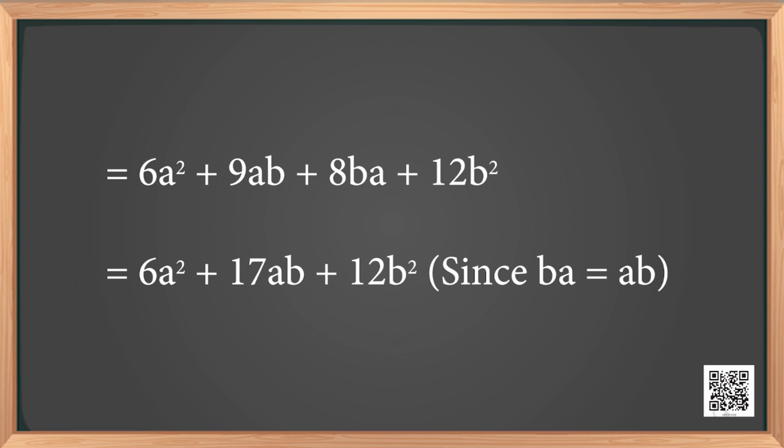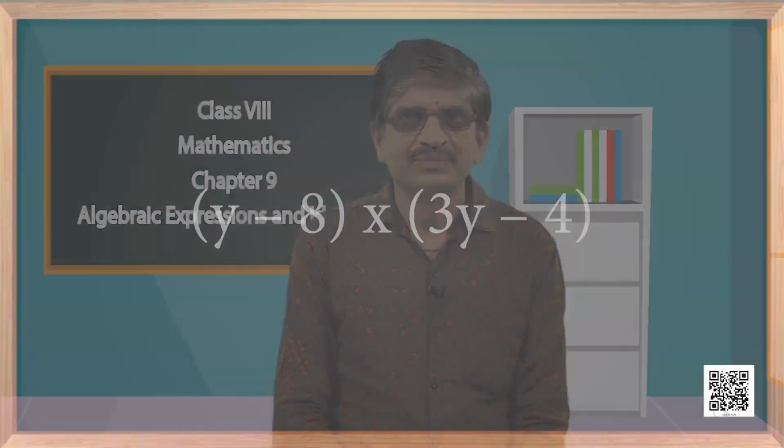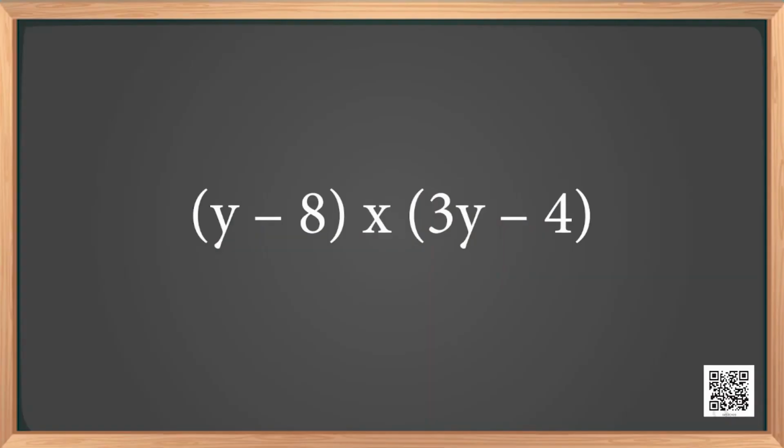When we carry out term by term multiplication, we expect 2 into 2, 4 terms to be present, but 2 of these are like terms which are combined, and hence we get 3 terms. In multiplication of polynomials with polynomials, we should always look for like terms, if any, and combine them. Try to solve this problem on your own. Problem 2, y minus 8 into 3y minus 4.